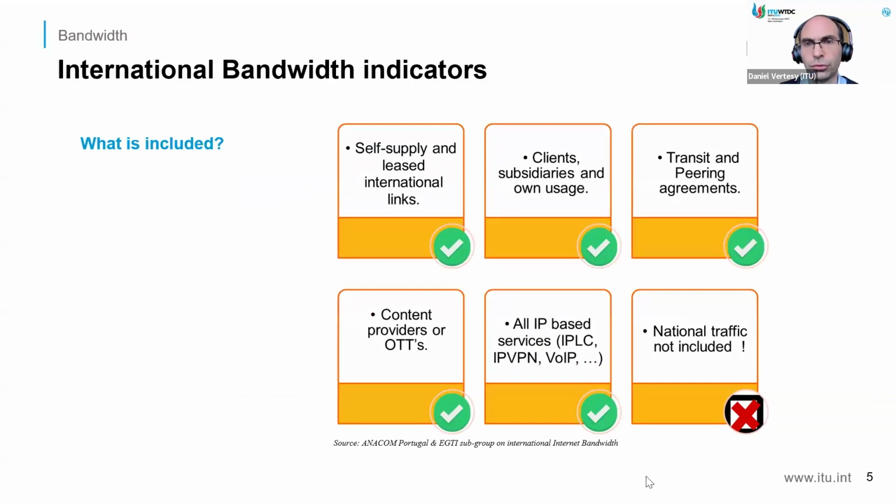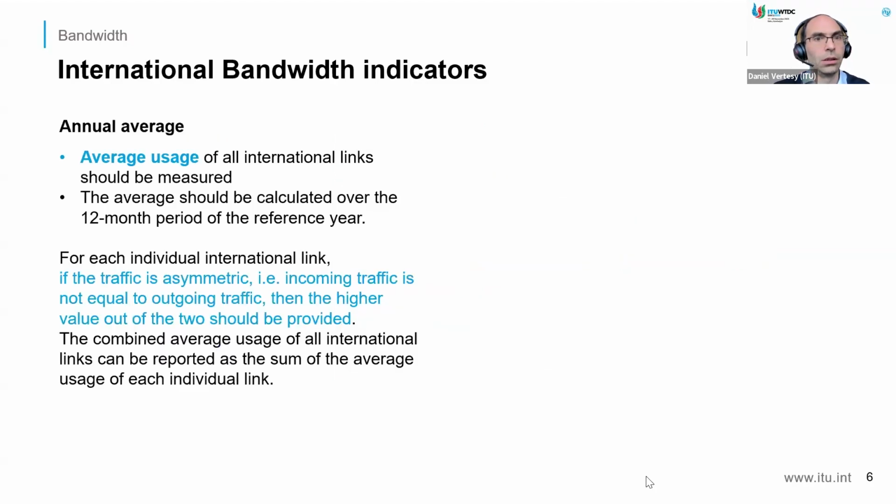Just to reiterate, what is included could be self-supply and leased international linkages and the traffic going through that, clients, subsidiaries and own usage, transit and peering agreements, content providers or OTTs traffic, and all IP-based services. Now, just keep in mind not to include national traffic, and it sounds easier than in practice, because sometimes there are interchanges within the country, and it's important to make sure to avoid double counting traffic that is not leaving the country.